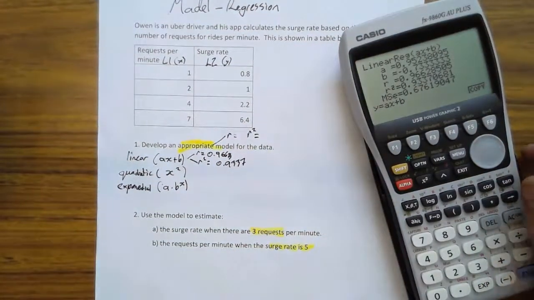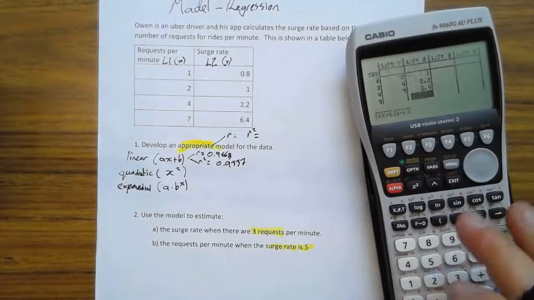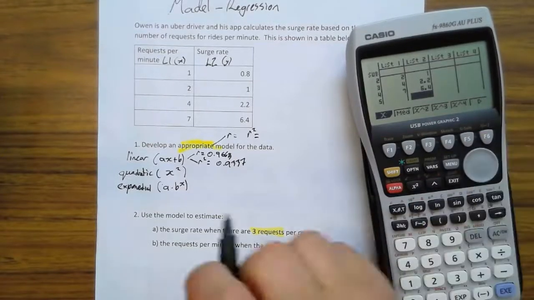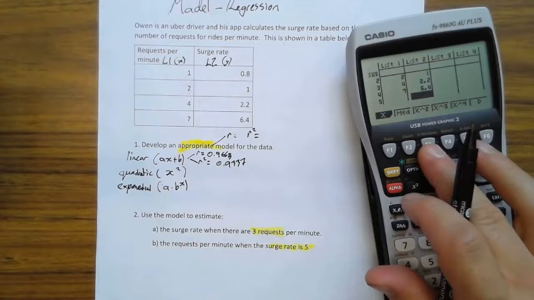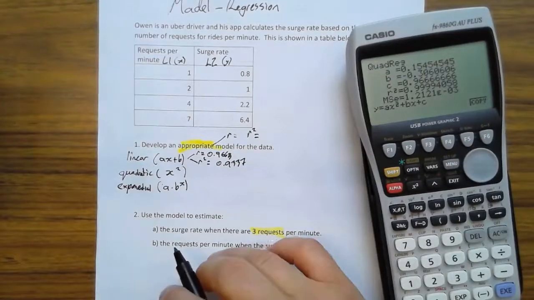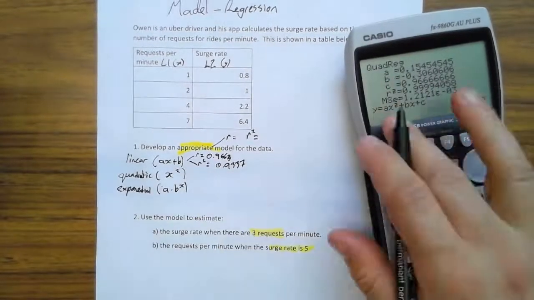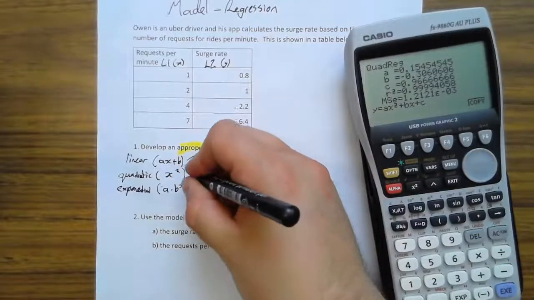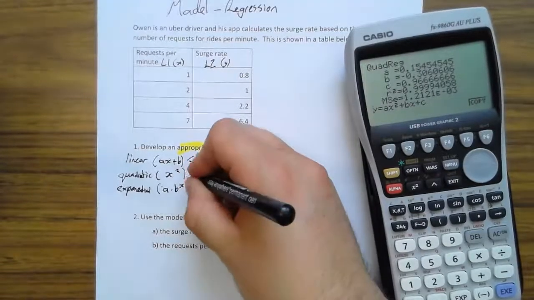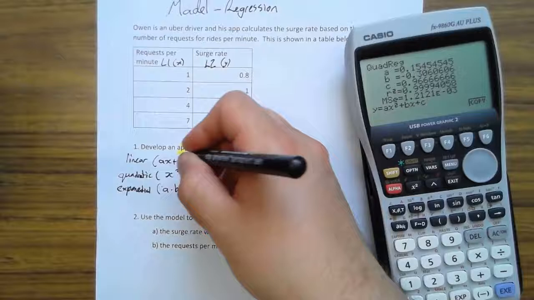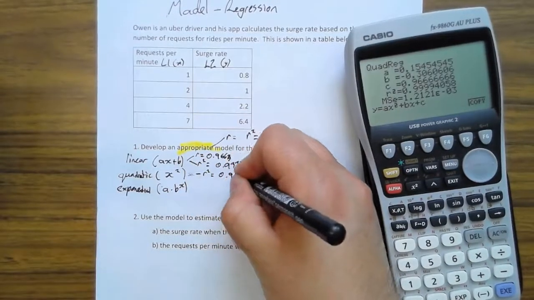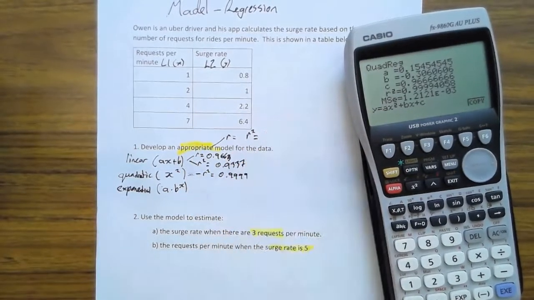Now I'm going to press exit, and exit again to get back to this row, and I'm going to look at the quadratic one. So I hit quadratic, the x squared, and you'll notice it doesn't have an r, it's just got an r squared. That's okay. We'll just put down what r squared is. R squared is 0.9999. This one's pretty good.